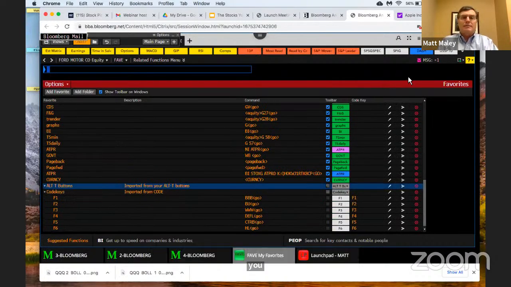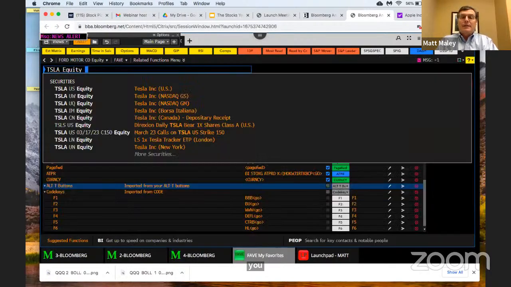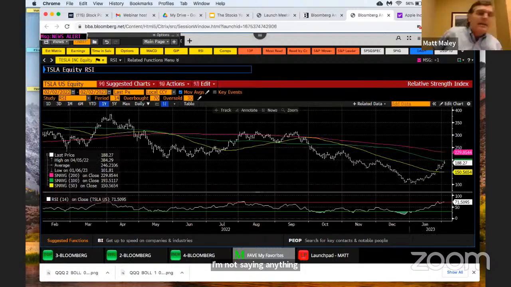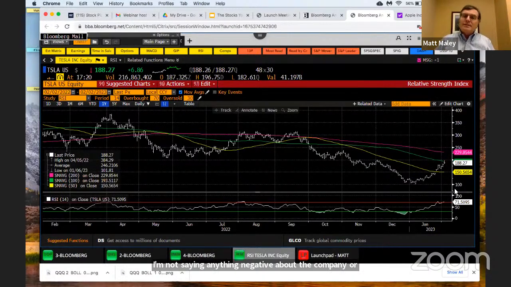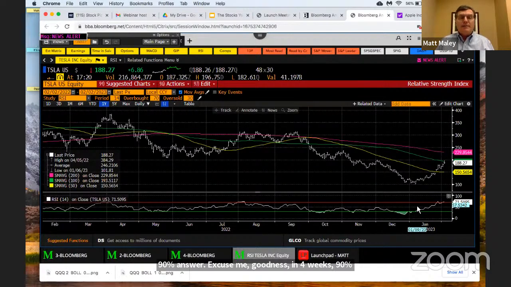It's because froth in the market has just gotten too much short term. I'm not saying anything negative about the company or its cars or anything else. It's just, again, this isn't crazy overbought compared to other times in the past, but it is. I mean, the stock is up 90% in 4 weeks. 90%. They say, well, it got oversold. It got sold down to a level that it should never have traded at. That might be true. I don't know if that's the case, but even if you think that's true, stocks don't go up in a straight line, and neither will Tesla, and it's just starting to get ahead of itself.